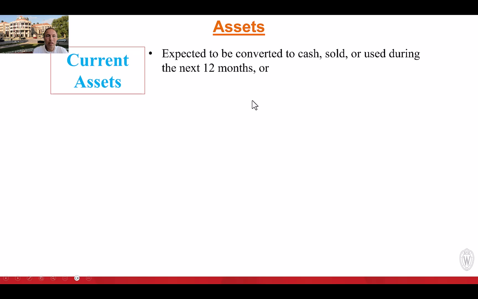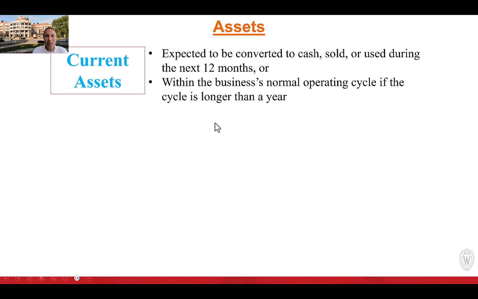So for assets, a current asset is one that's expected to be converted into cash, sold, or used in the next 12 months. Now, your textbook has a super official definition saying that a current asset could also be within a business's normal operating cycle, if that operating cycle is longer than a year. But we're going to ignore that, and we're just going to focus on 12 months or less as a current asset. So, for example, cash.